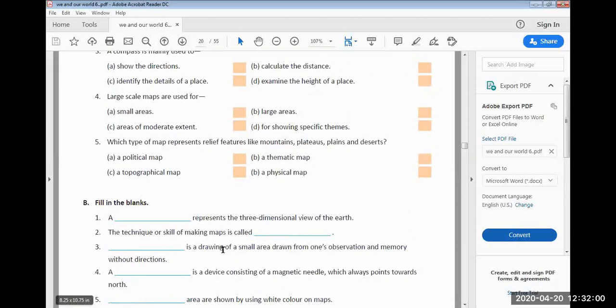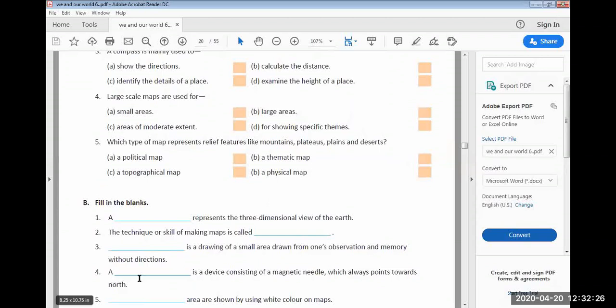Third one. Dash is a drawing of a small area drawn from one's own observation and without direction. Very good. So Mridul, Shreya, Ayush, Kanchi, Ayushi, Mridul, Adya. Sketch is the correct answer. I was feeling that no one will give me the correct answer, but you all are very good students. So I'm getting the correct answer of 3 as sketch.